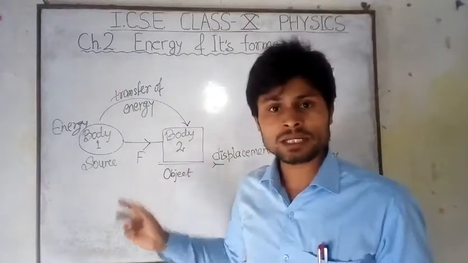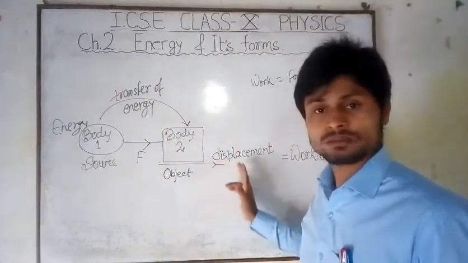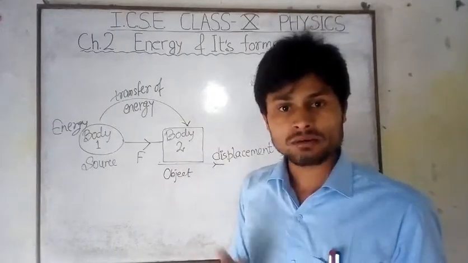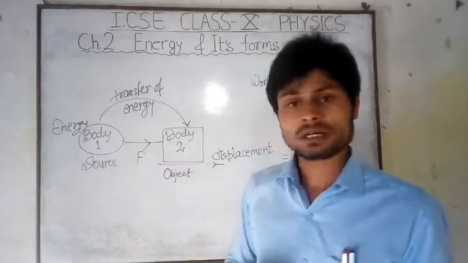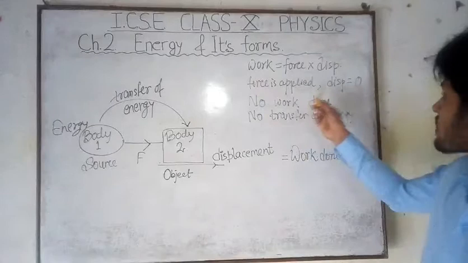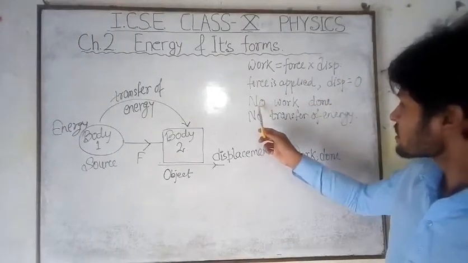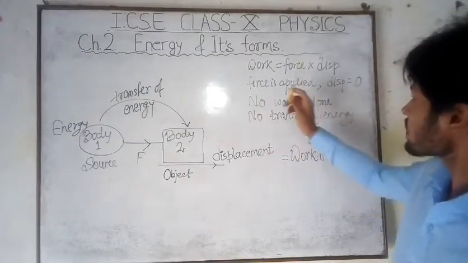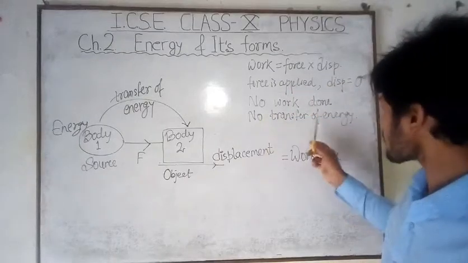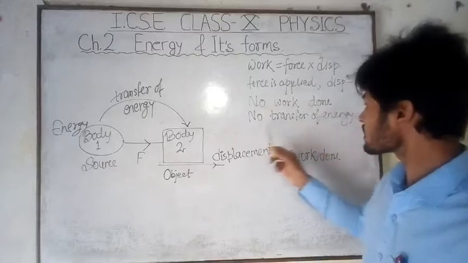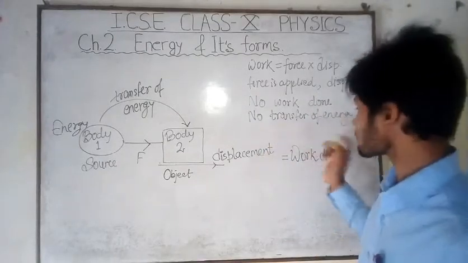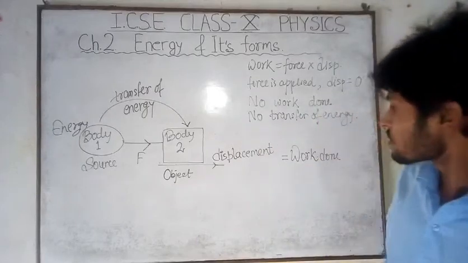Without this transfer of energy, there is no displacement, and if there is no displacement, then there is no work done, even if force is applied. See this, force is applied but displacement is 0, then there is no work done. Work equals force into 0, which is 0, and no transfer of energy. If there is no work done, there is no transfer of energy. When the displacement is 0, there is no transfer of energy there.